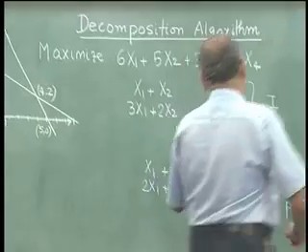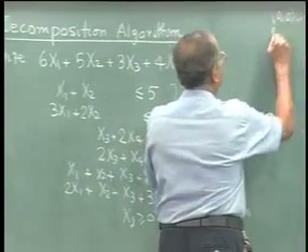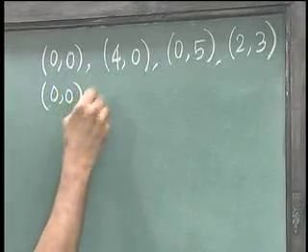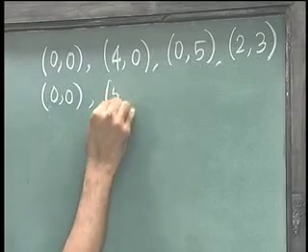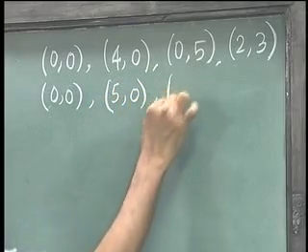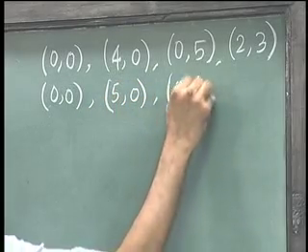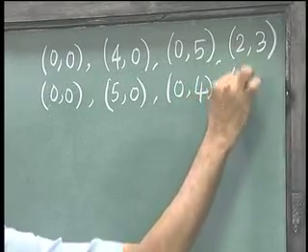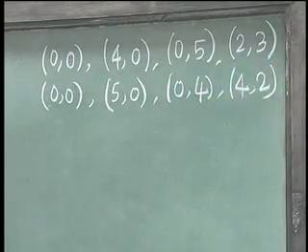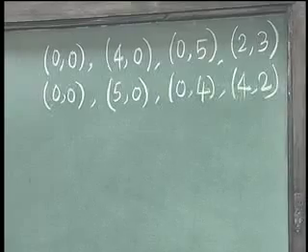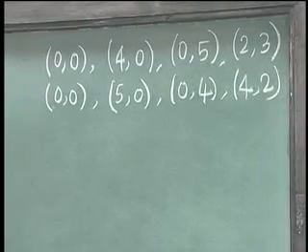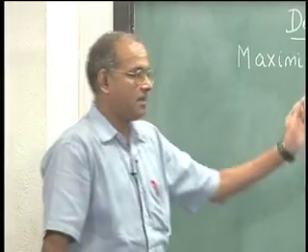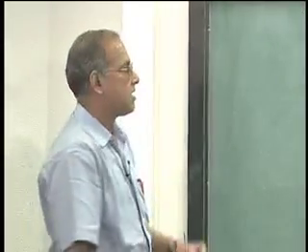So the 4 corner points associated with this are 0 0, 5 0, 0 4 and 4 2. So these are the corner points associated with it. Now let us understand one more principle before we apply the decomposition algorithm.